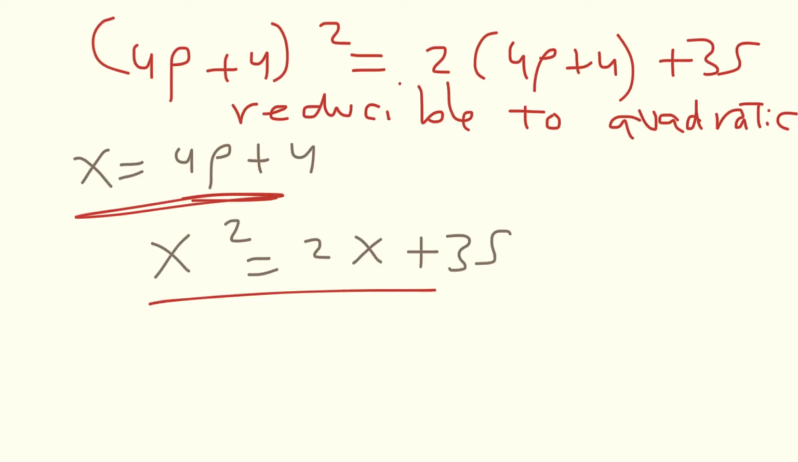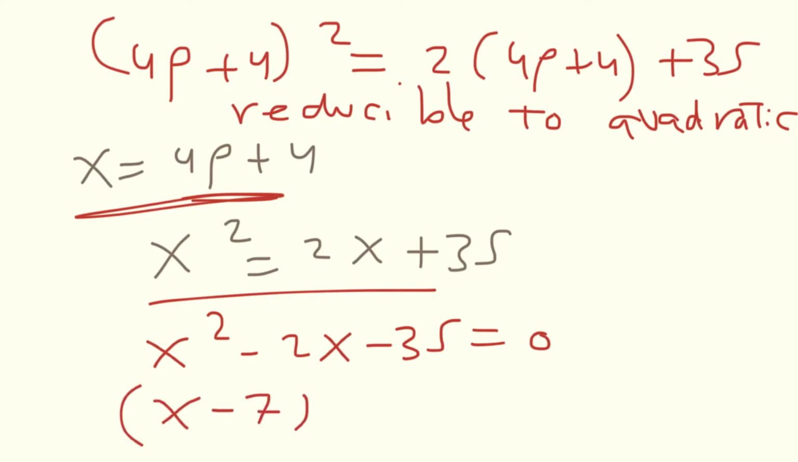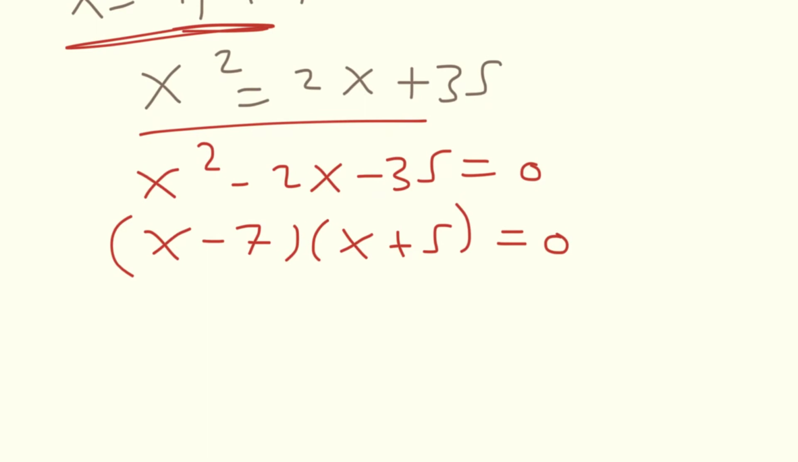Let us do that. This is a very easy equation. Just bring everything to one side: x squared minus 2x minus 35 equal to 0. Find two numbers that multiply to give minus 35. They are x minus 7 and x plus 5. The two numbers are minus 7 and 5. From here, it's very easy. x equal to 7, I'll just do it quickly, or x equal to minus 5.